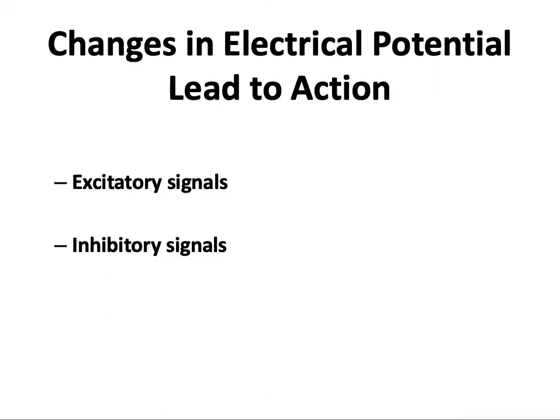Alright, now it's changes in this electrical potential that lead to action. Neurons receive chemical signals from nearby neurons. These signals can either be excitatory or inhibitory. Excitatory signals depolarize the cell membrane, i.e. reduce polarization, increasing the likelihood that the neuron will fire. It gets excited. Inhibitory signals, however, hyperpolarize the cell, i.e. increase polarization, decreasing the likelihood that the neuron will fire. It inhibits the firing.